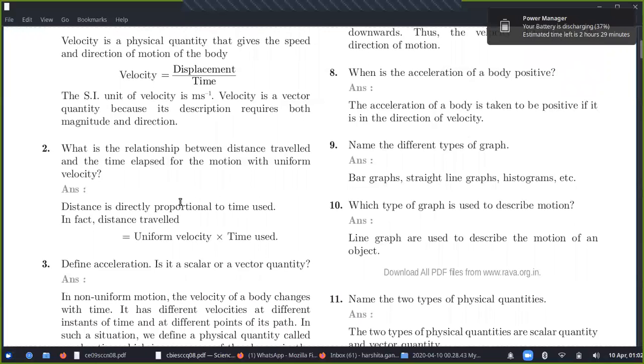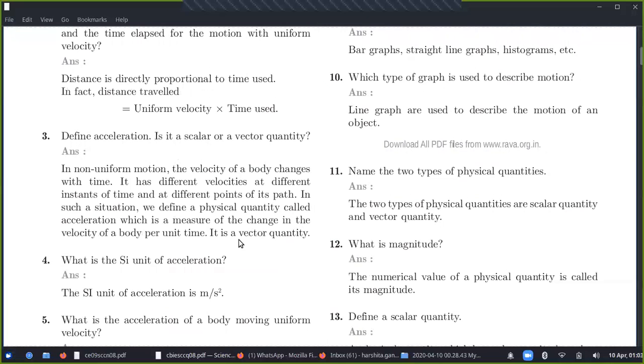Question 2 is: what is the relationship between distance traveled and time elapsed for the motion with uniform velocity? You have to give the relationship between the distance and the time. So for a uniform motion, the distance traveled is equal to the uniform velocity multiplied by the time. So what is the relation between distance and time? Distance is directly proportional to the time used. Okay?